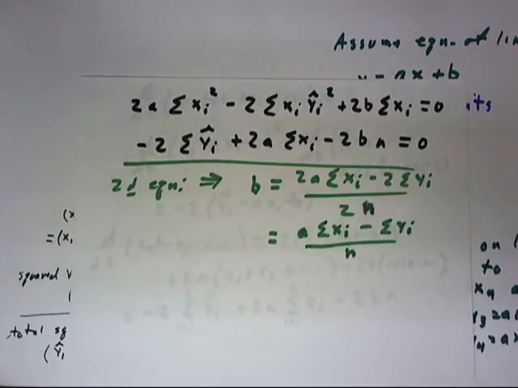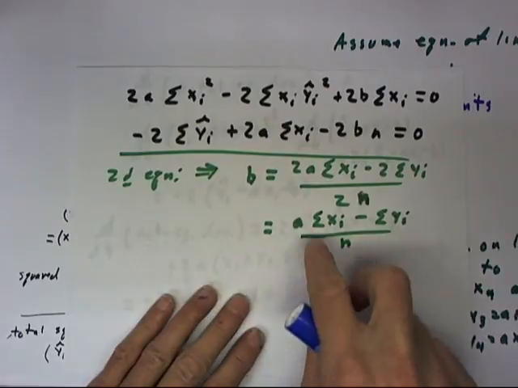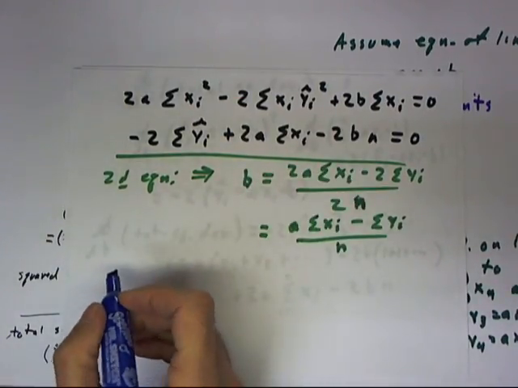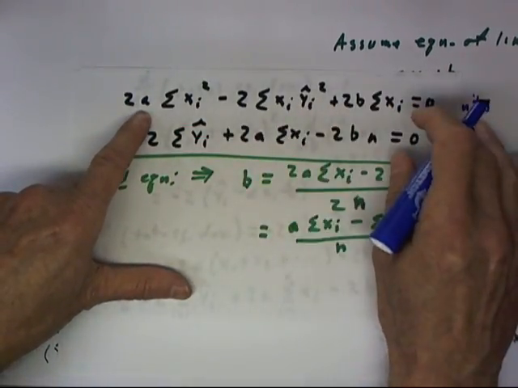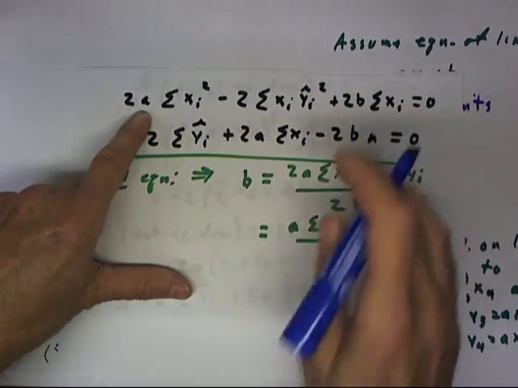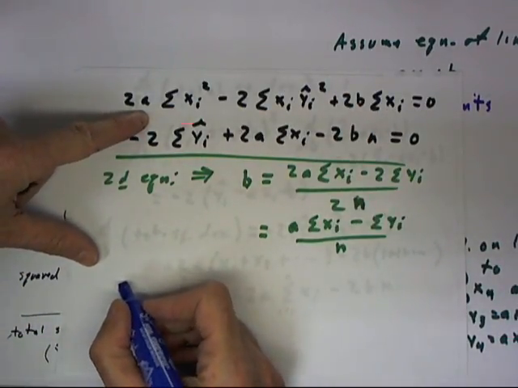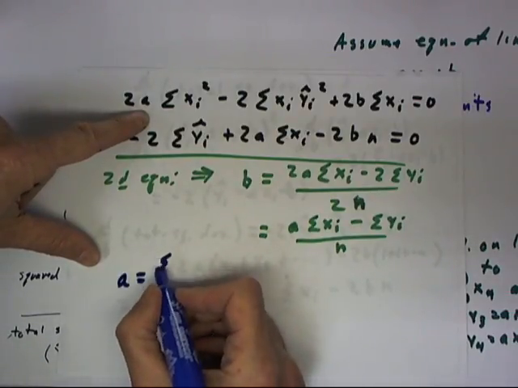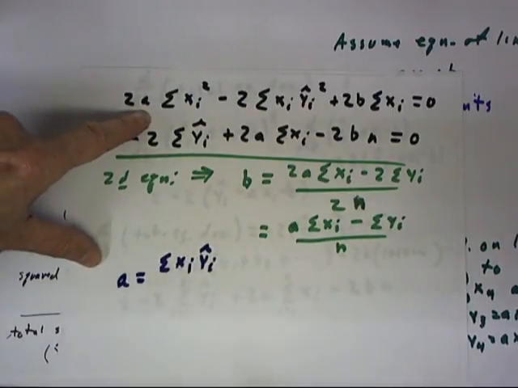Now, to save a little bit of writing and a little bit of mess, I'm going to go ahead and solve this for a in terms of b, and then we'll plug our expression for b into this. The only expression here that has a is this one, so we're going to add these to both sides. The 2's can all be divided out, and we're going to end up with a equals the sum of xi yi hat.